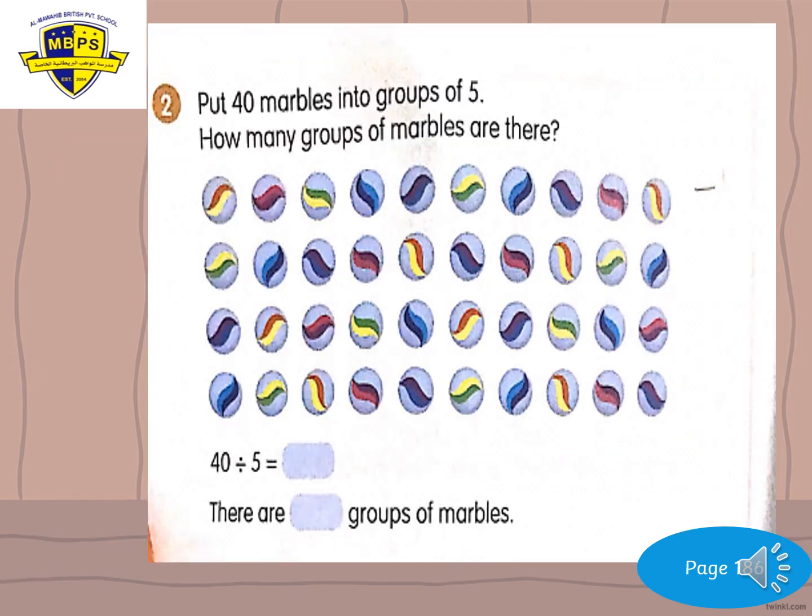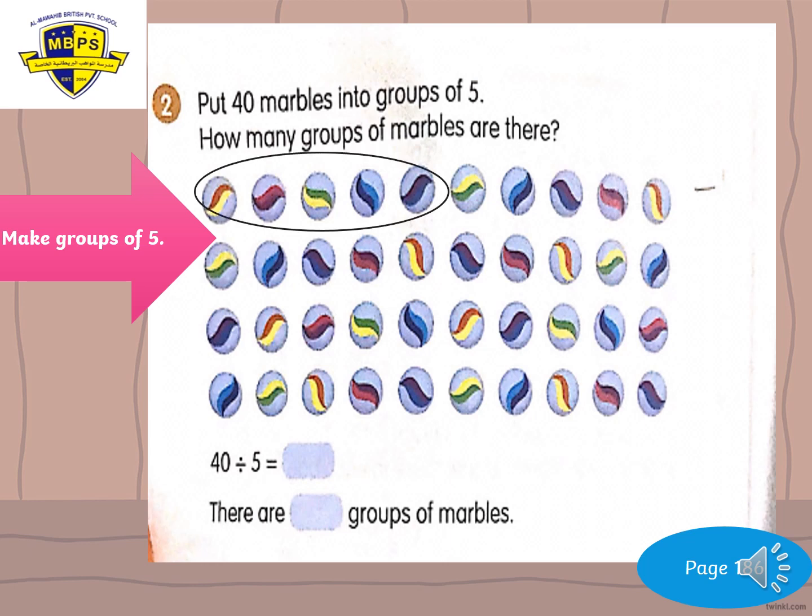Question number 2, page 186. Put 40 marbles into groups of 5. At this time, we are going to use grouping. We are going to make groups of 5. How many marbles we have? We have 40 marbles. Then we will find how many groups of marbles are there. So now start with your pencil and make groups of 5. Each 5 marbles, put them together in one group. I will start with you.